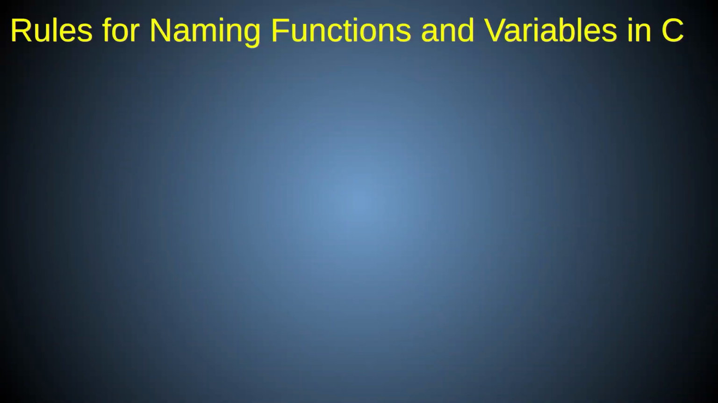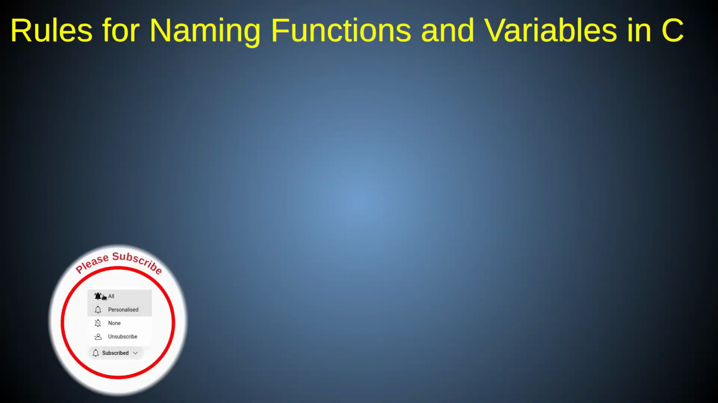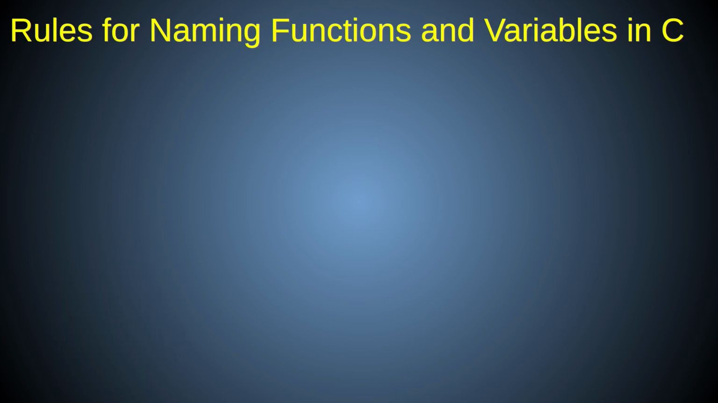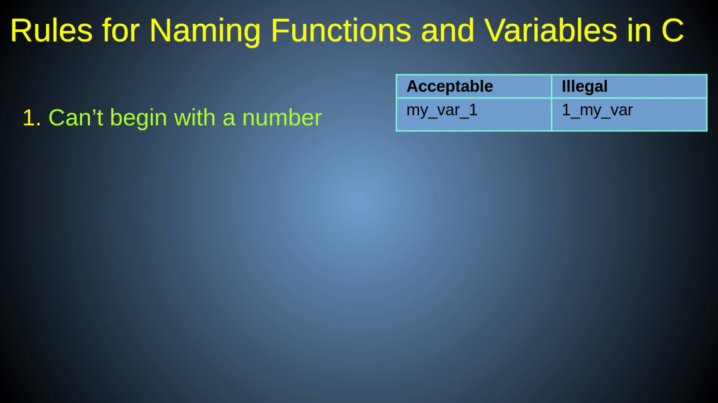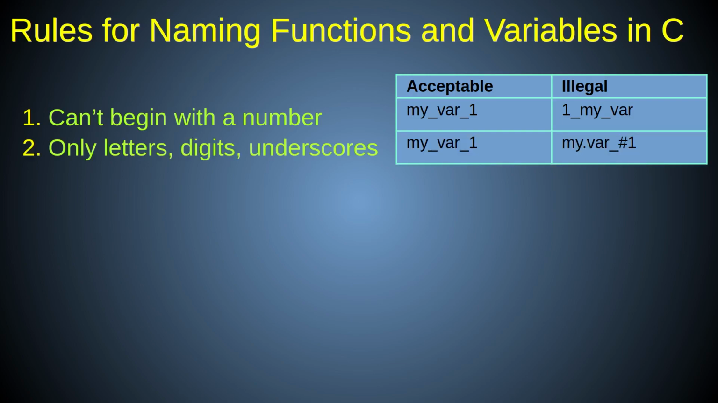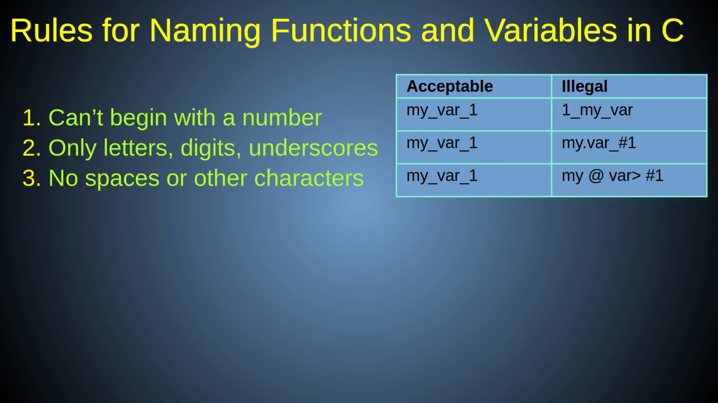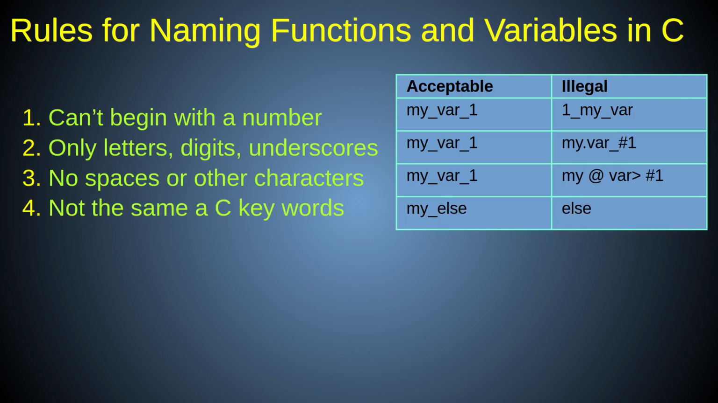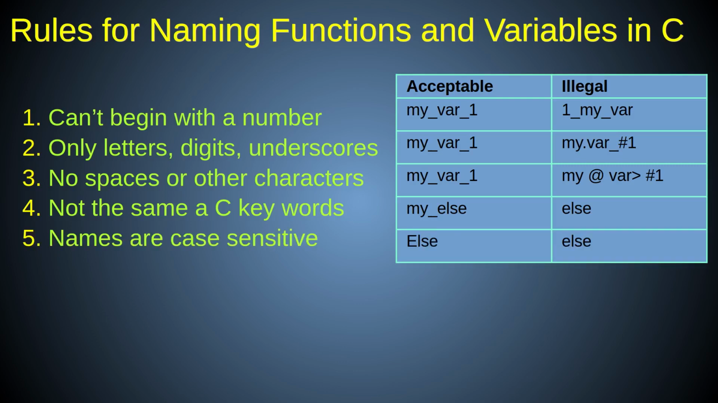The name that you allocate to each of these types of memory block is up to you, but there are some rules and exceptions that limit what names you can give. For example, names cannot begin with a number, and they may only use letters, digits, and underscores. They cannot contain any spaces or other characters, and they must not be identical to reserved keywords of the C programming language, such as goto, or int, or else, etc. Also, names are case-sensitive.